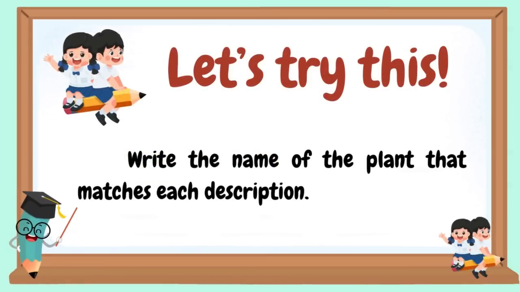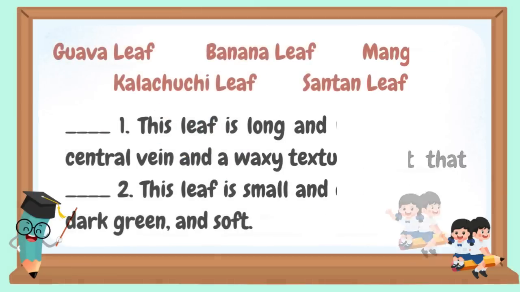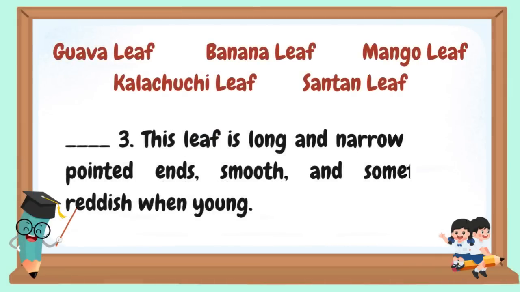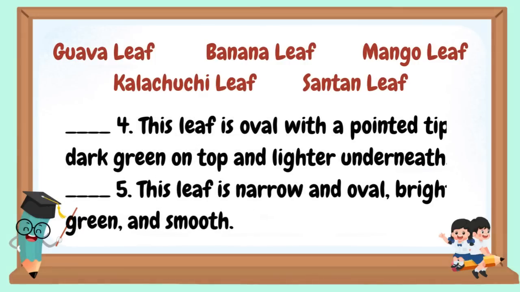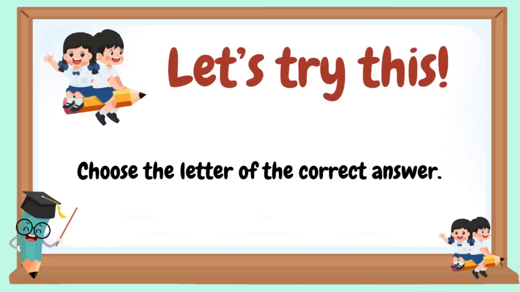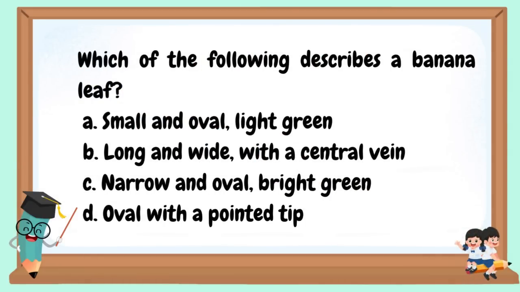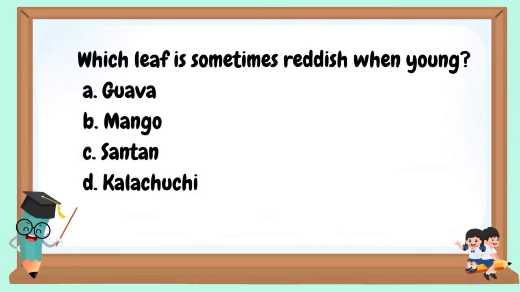Let's try this. Write the name of the plant that matches each description. Let's try this. Choose the letter of the correct answer. Which of the following describes a banana leaf? Which leaf is sometimes reddish when young?